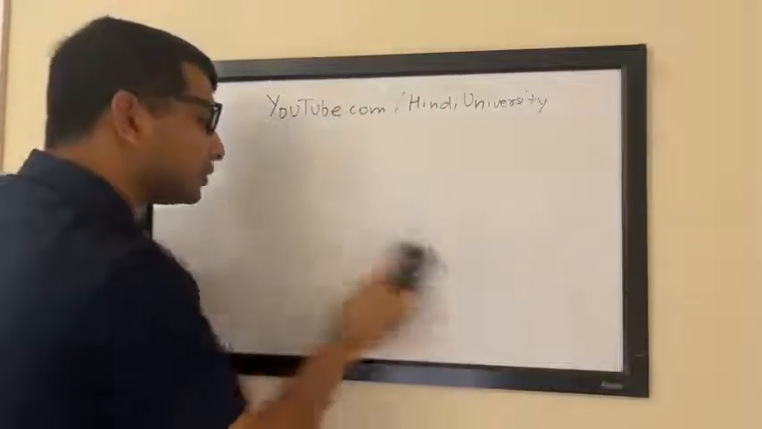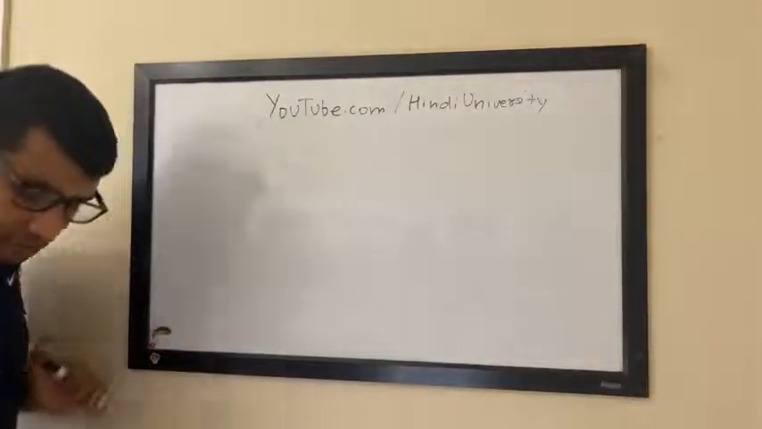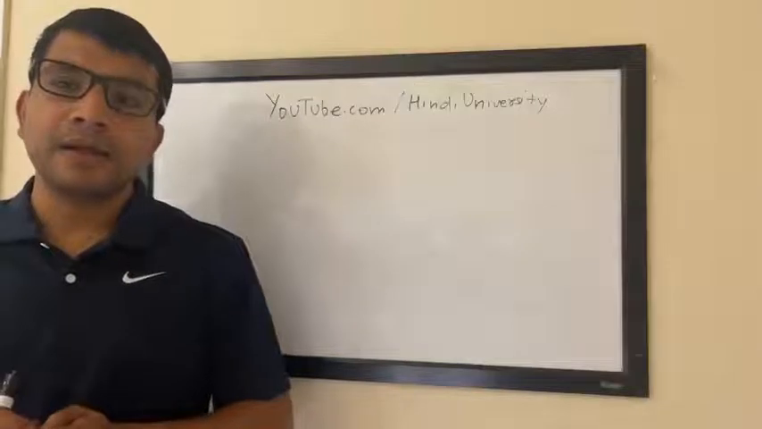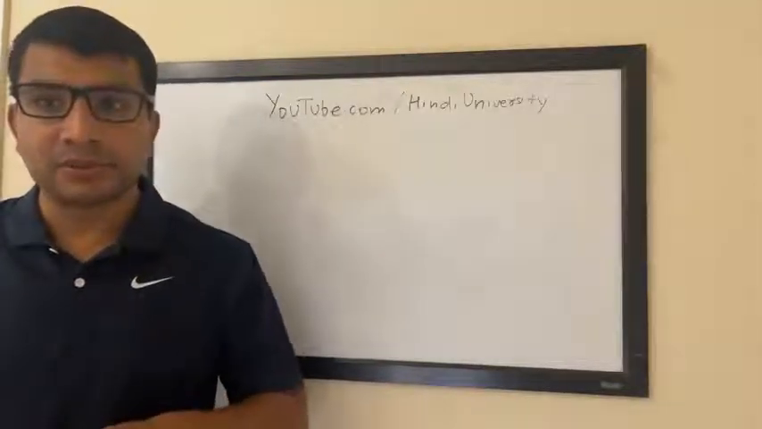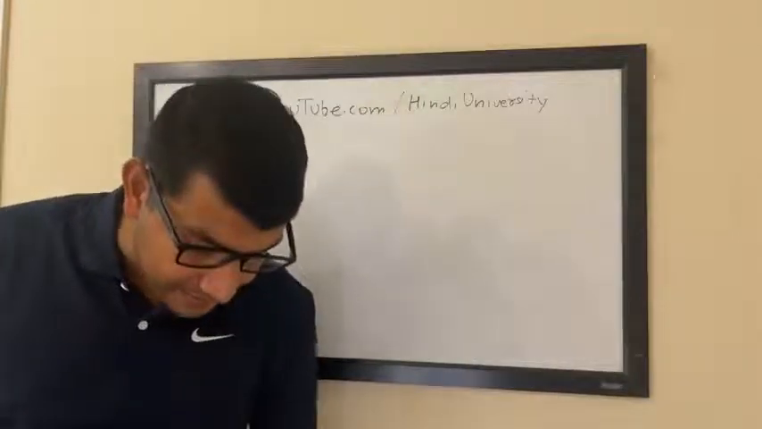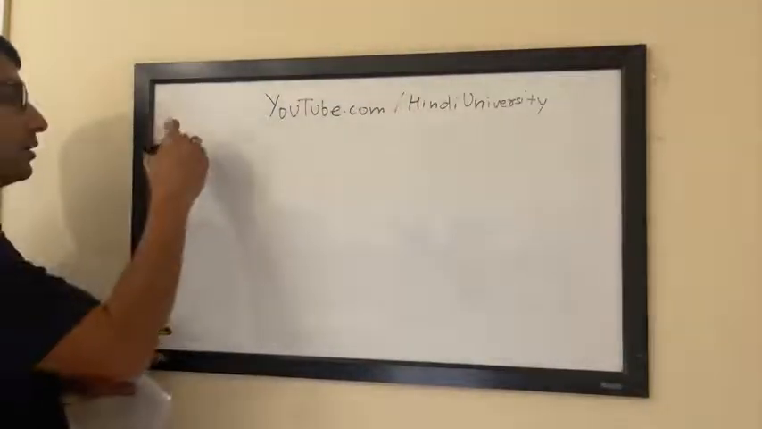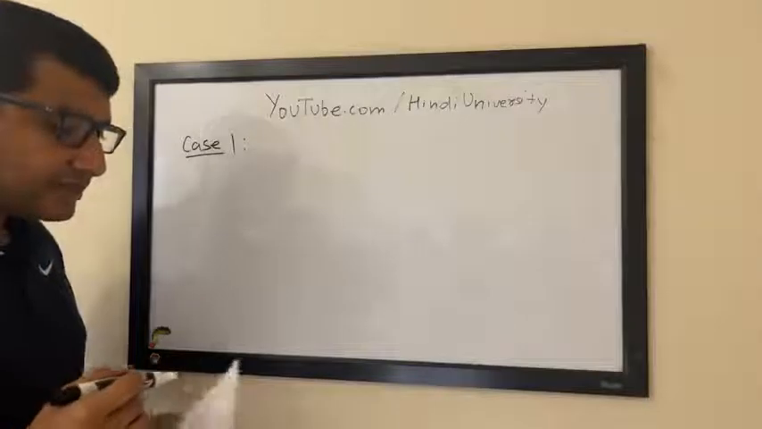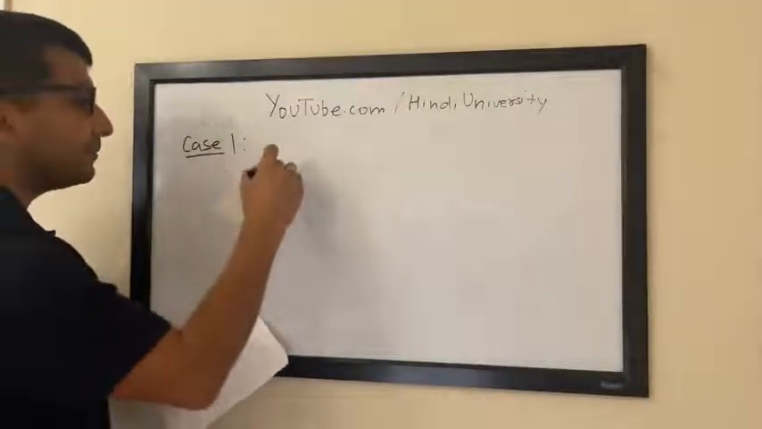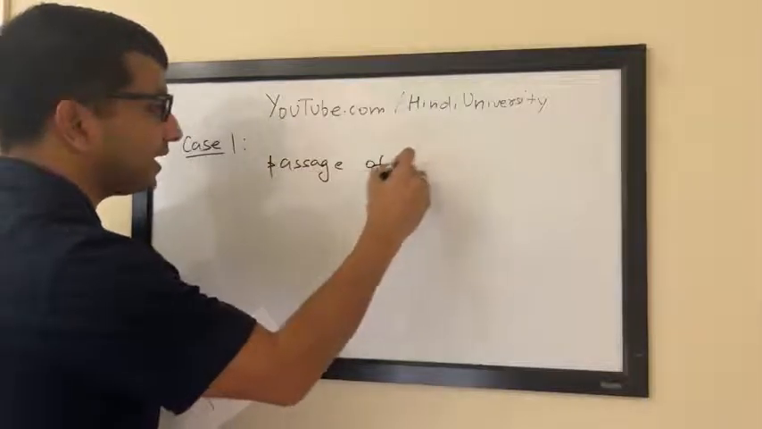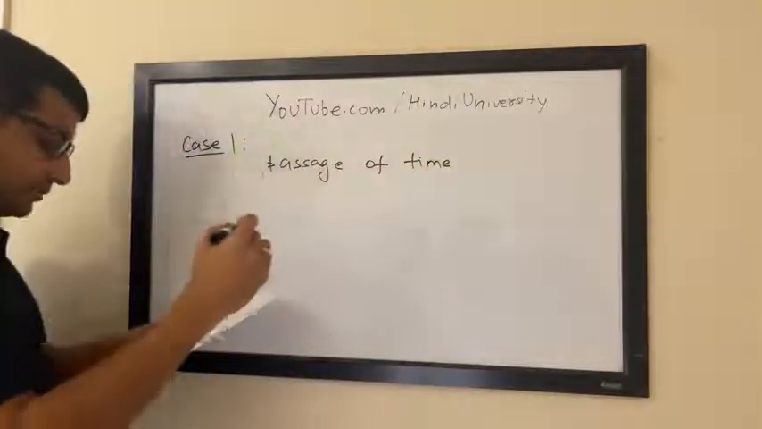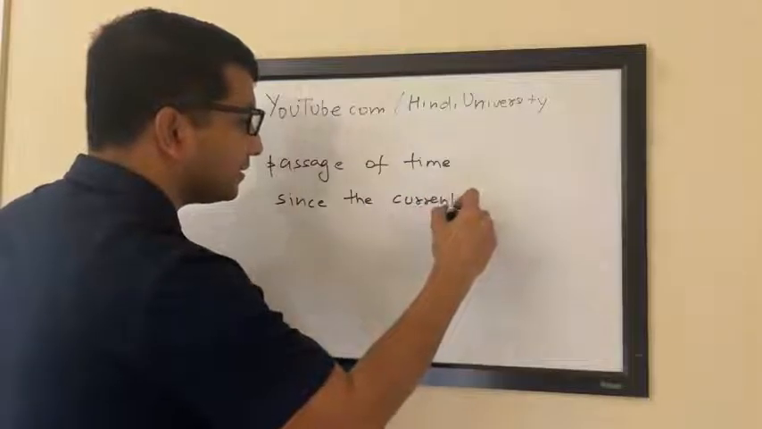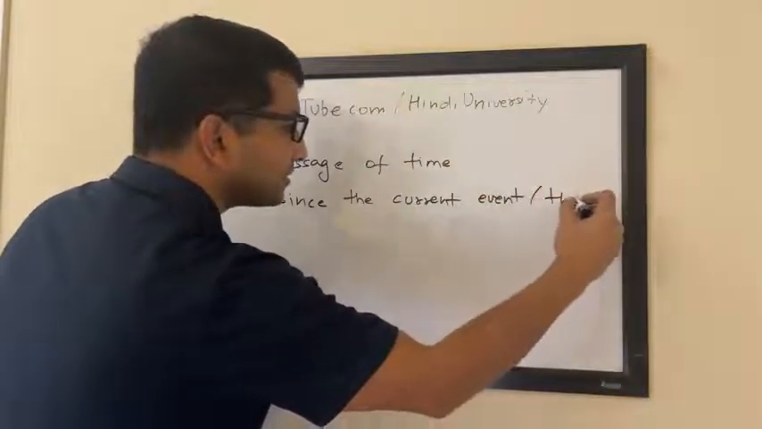Right, so let's move on to the slightly more advanced version. Here Rupert Snell does a pretty good job because he says there are many use cases of these imperfective and perfective participles, and we're going to go over them. One of the cases is if you want to describe the passage of time since the current event or thing started.